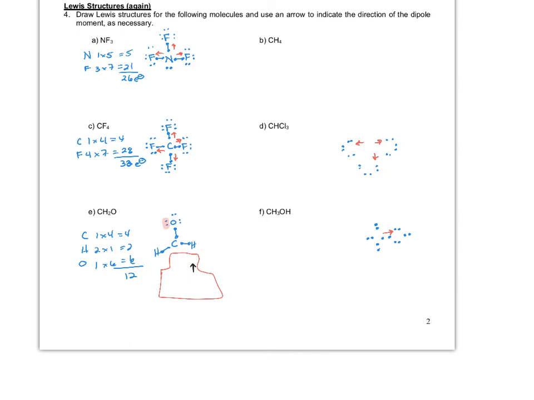So the most important thing is get the total number of electrons, build your Lewis structure, and then also double check to make sure everything has a full valence. And if it doesn't, and you can use a multiple bond to create a full valence, then make sure you do so.